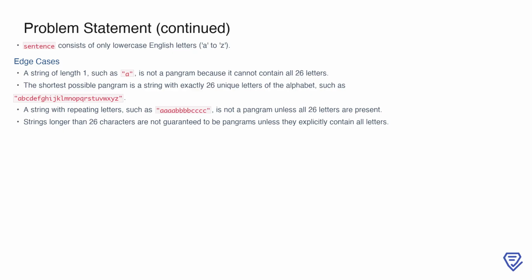The shortest valid pangram would be a string that contains exactly 26 unique letters, like ABCDEFGHIJKLMNOPQRSTUVWXYZ. Additionally, repeating letters in a string, such as AABB, don't make it a pangram unless all 26 letters are included. Even strings longer than 26 characters aren't guaranteed to be pangrams unless they explicitly meet the requirement of containing every letter at least once.